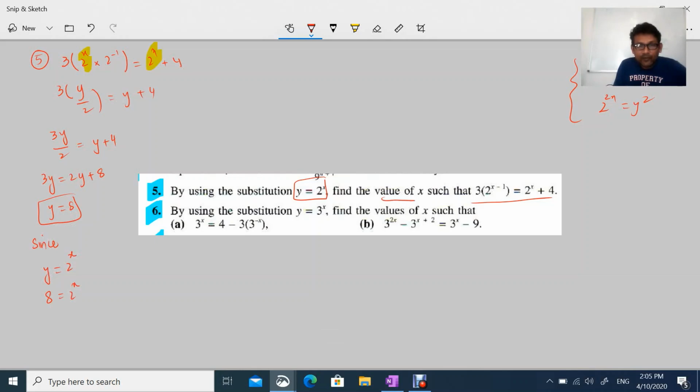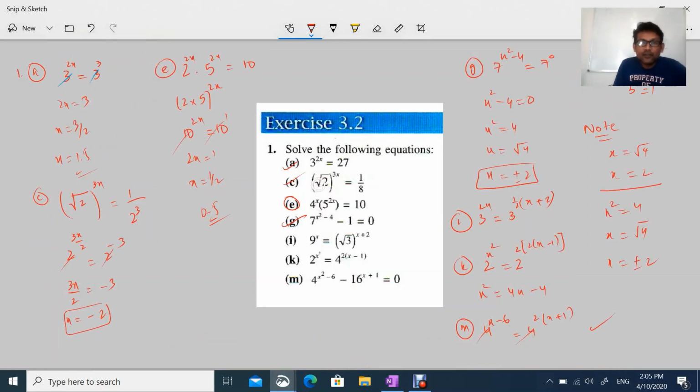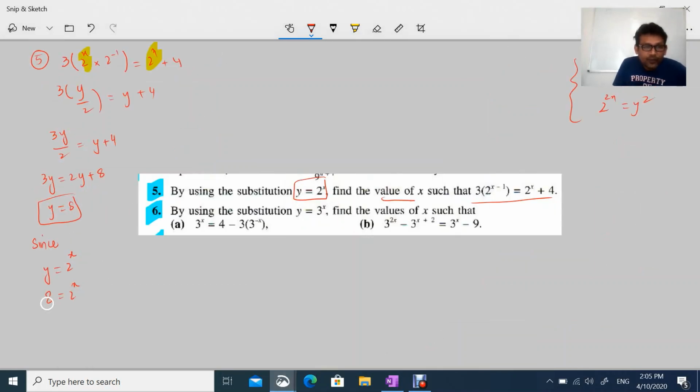Remember we have done this. You know the first question we have done? When we can make the bases the same, I have to use the same method here, just to understand this part. 2 power x, I can make 8 as 2 power 3 and 2 power x. So x is coming 3 and that's your answer. Very simple. Okay, moving to question number 6 part A.